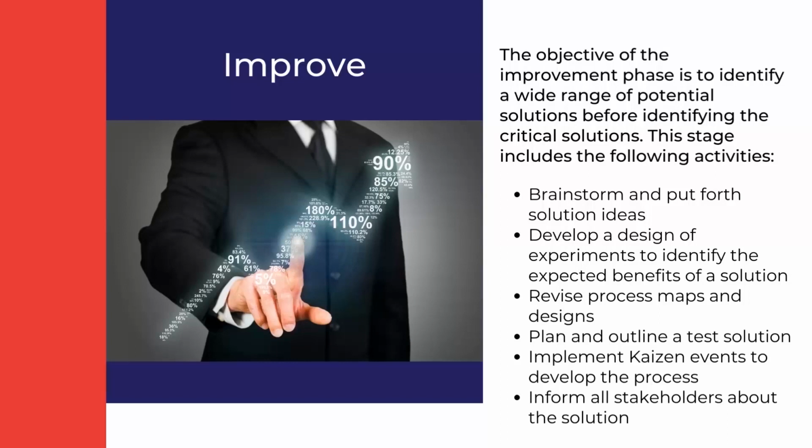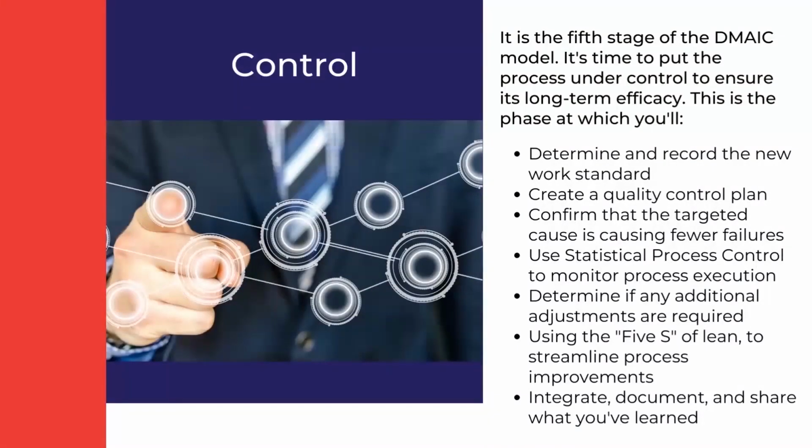Implement Kaizen events to develop the process. Inform all stakeholders about the solution. The use of improvement management software is beneficial at this stage. This helps move the process seamlessly, accomplish cross-functional collaboration, and simplify the management and executives to follow a given DMAIC project. Fifth is control. It is the 5th stage of the DMAIC model.